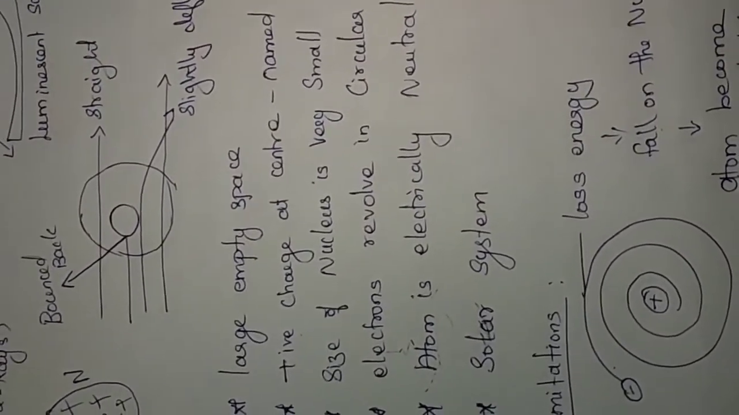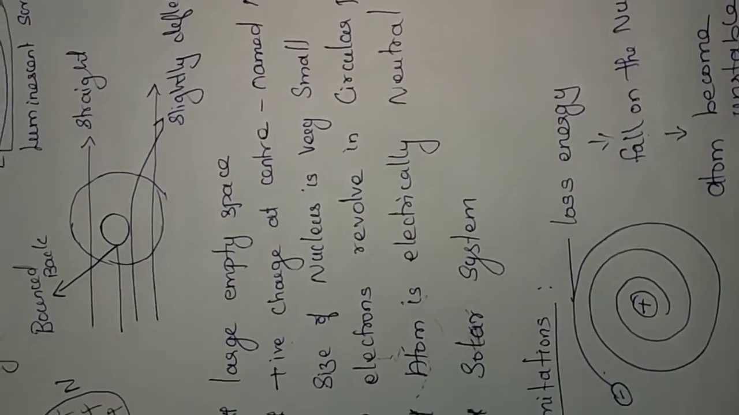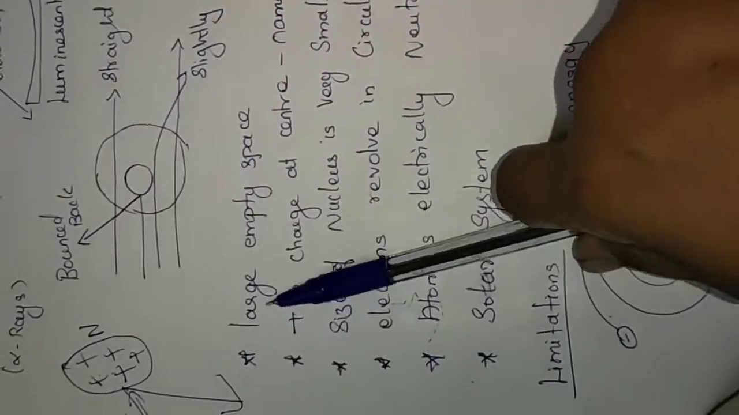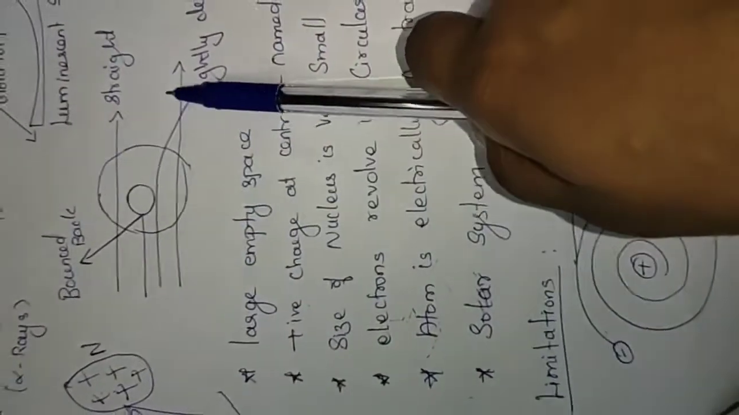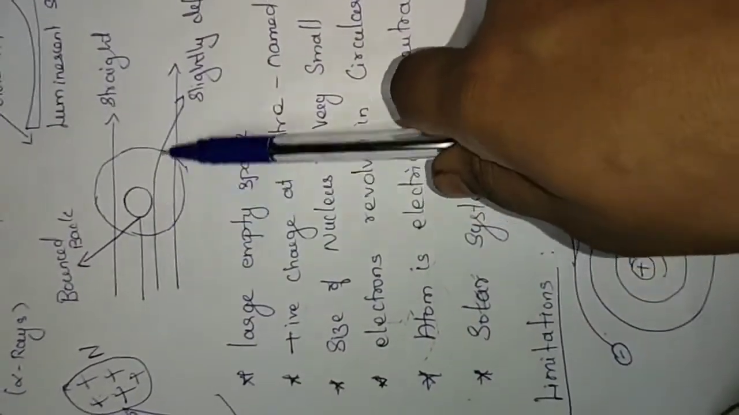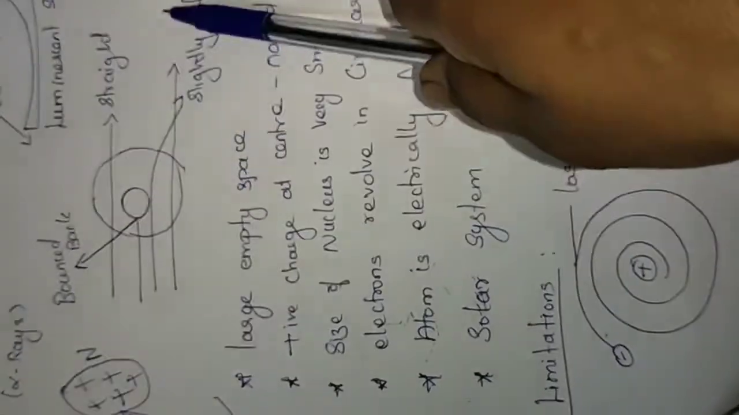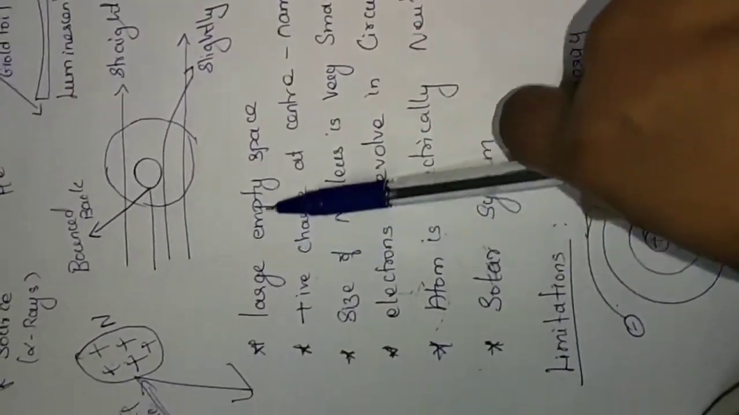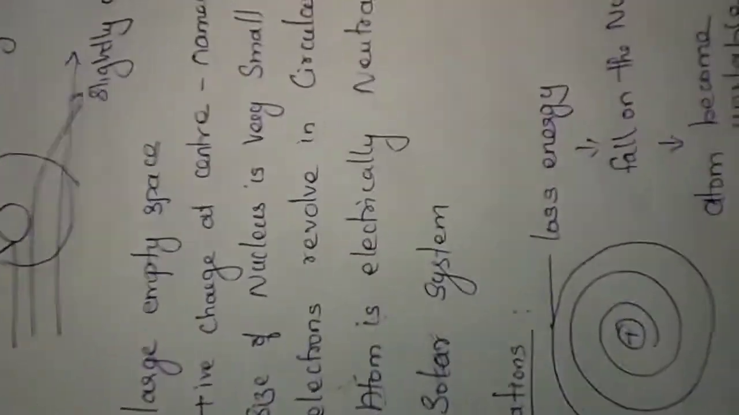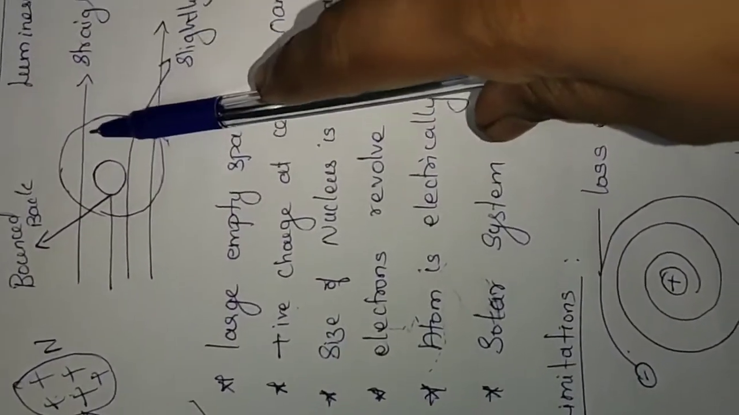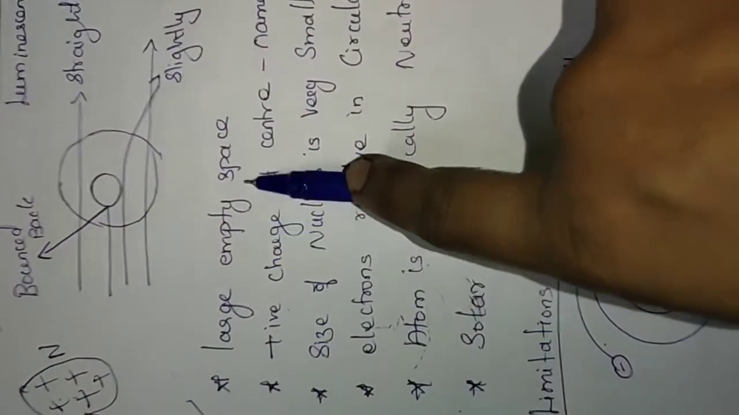From this he concluded several points under the heading Rutherford atomic model. Very important question: the conclusion he made from this experiment. The first one is that the atom has large empty space. So many of the rays went straight. The rays which pass through the empty space went straight because there are no obstacles to hit. So the first point: the atom has large empty space.